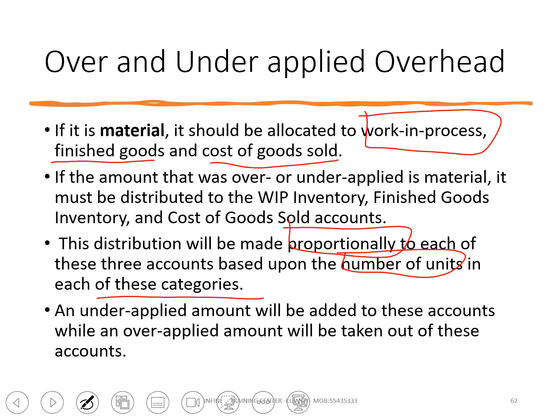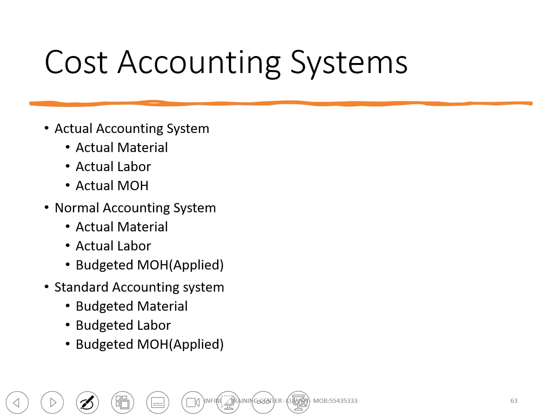If it is immaterial, we will only consider cost of goods sold. We will add to cost of goods sold, or we will remove from cost of goods sold. So that's about cost allocation. And here we have a small topic. We have to discuss this also.